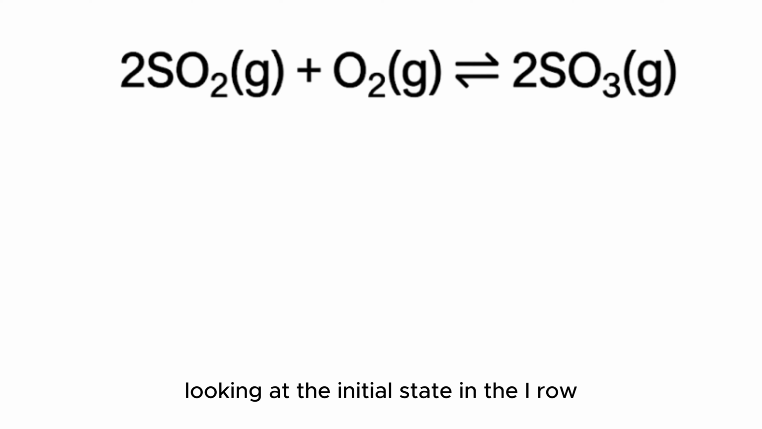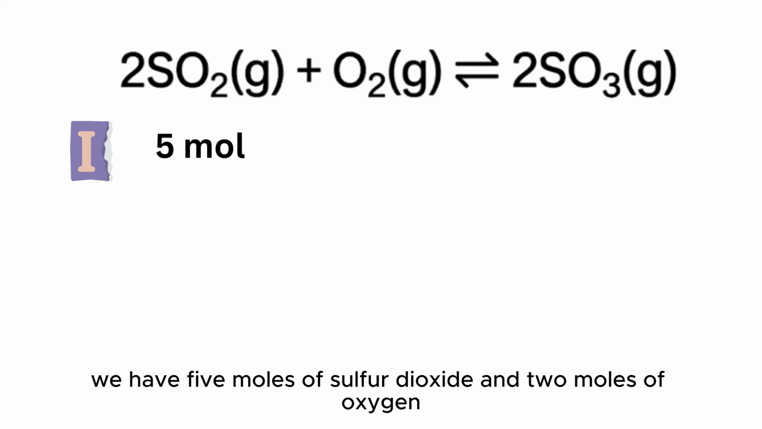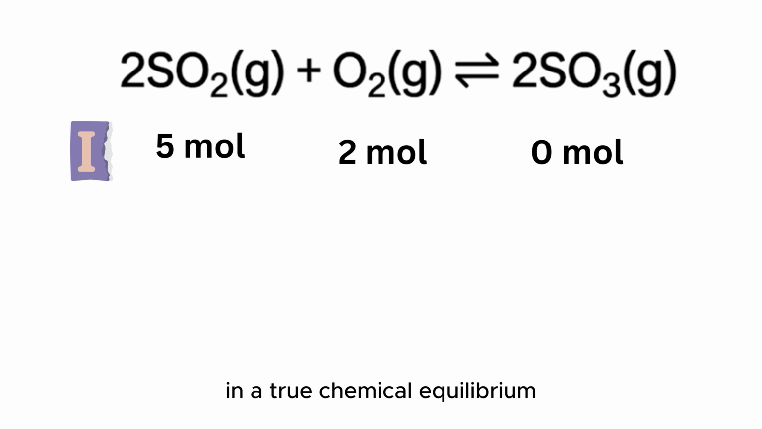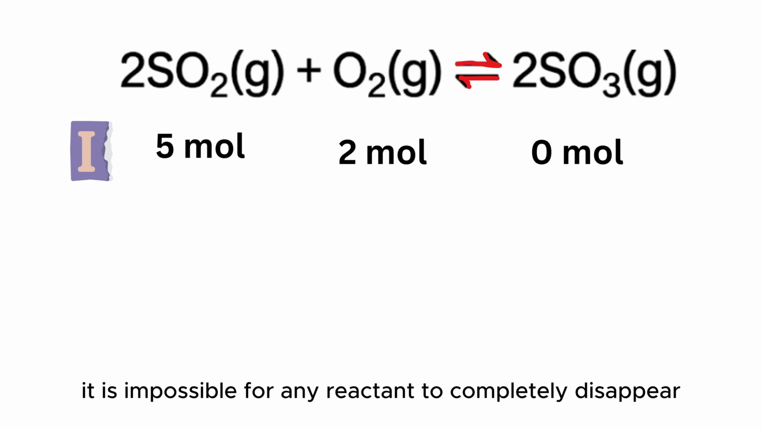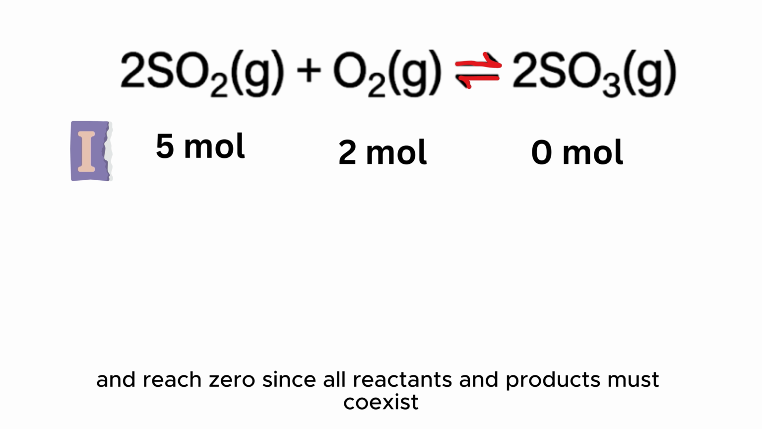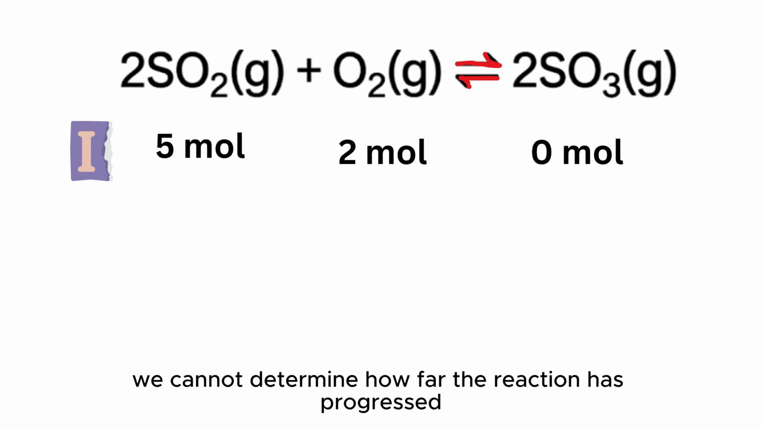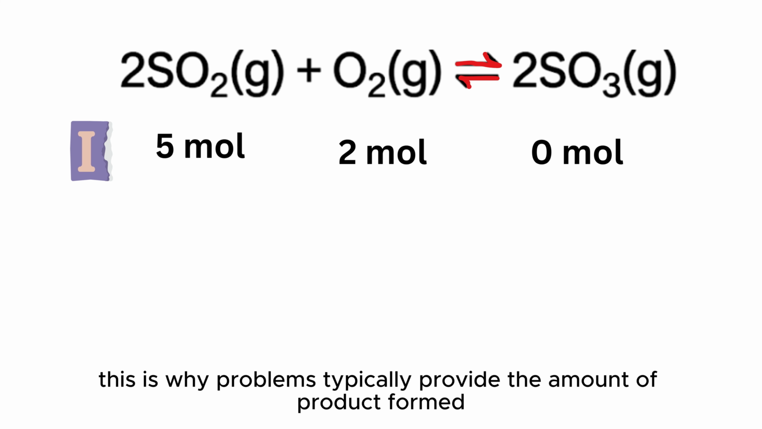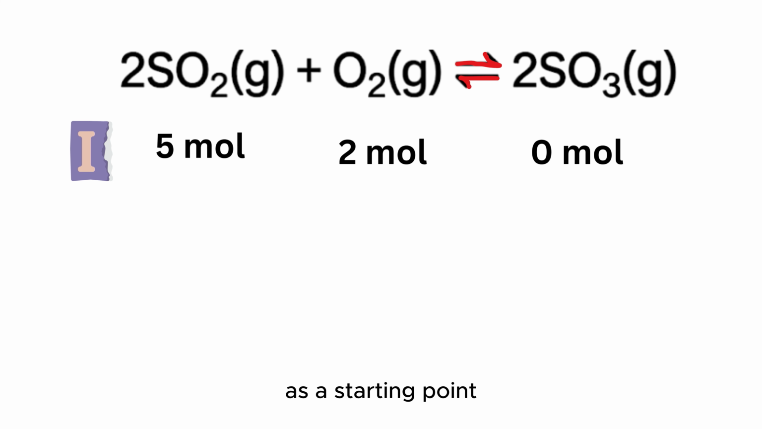Looking at the initial state in the I row, we have 5 moles of sulfur dioxide and 2 moles of oxygen. The product, sulfur trioxide, starts at 0 moles. In a true chemical equilibrium, it is impossible for any reactant to completely disappear and reach 0. Since all reactants and products must coexist, we cannot determine how far the reaction has progressed without knowing the final state. This is why problems typically provide the amount of product formed as a starting point.